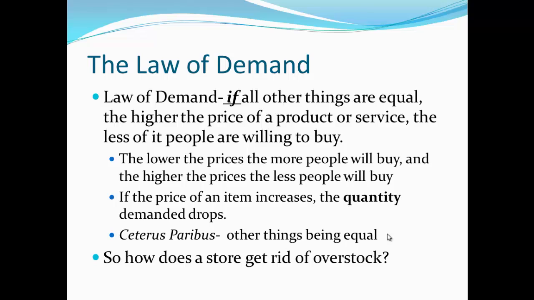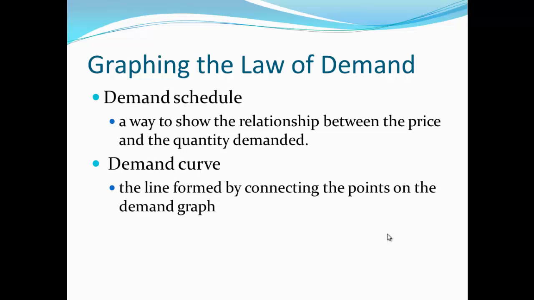An Italian term that we use in economics is ceteris paribus, which simply means all other things are equal. In other words, the only thing that is changing in this illustration is just the price. So how does the store get rid of an overstock? They lower the price and move it to a clearance rack.